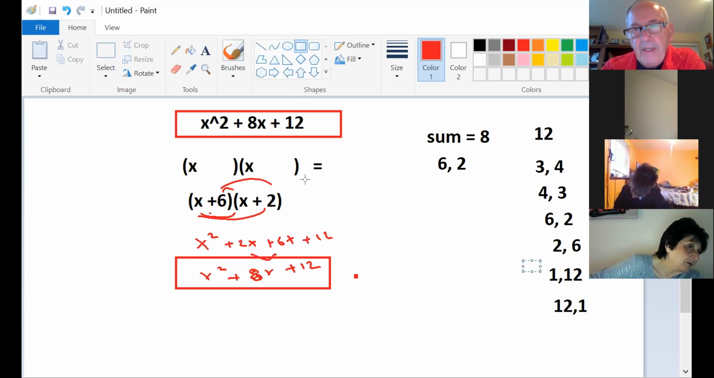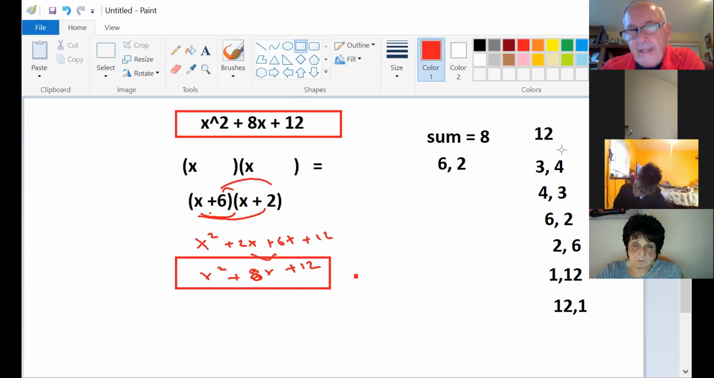Okay, does that make sense? You should write all this down so it sort of makes sense to you. This is the thought pattern you'd use. Figure out all the factors. That's why we talked about factors so much.